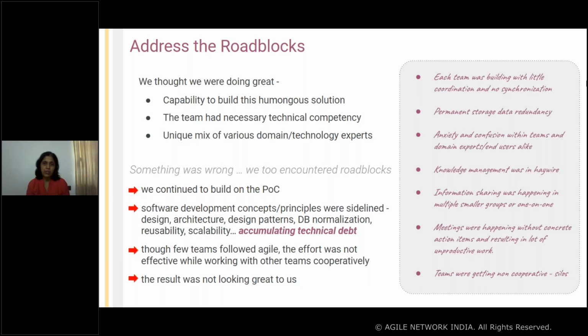As the scope started growing, we had various teams: the UI team, the mapping team, the team working in the backend on the standardization part, then the AI/ML team. So we had different sub teams. Each team was doing their great work, but when it came to coordination or synchronization, there was a huge gap. The gap was increasing. Then there was the permanent storage data redundancy, which we observed because as these teams were doing their tasks, they had their own databases, right? Because we use these APIs to connect.